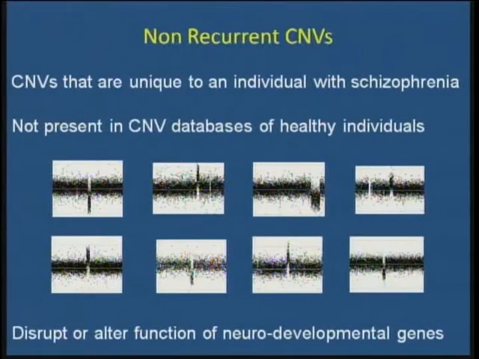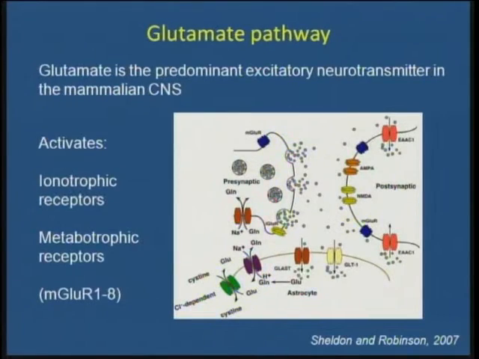So how about the non-recurrent CNVs? CNVs that are unique to an individual with schizophrenia. They're not present in databases of healthy individuals, or at a very low frequency. So we have many of these from our patients that we've studied over the years, and we focus on those CNVs that either disrupt or alter a function of neurodevelopmental genes. And I'm going to take you through one of the examples that involves the glutamate pathway.